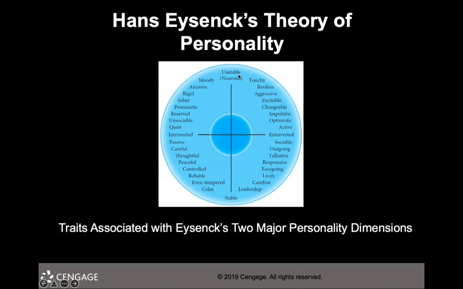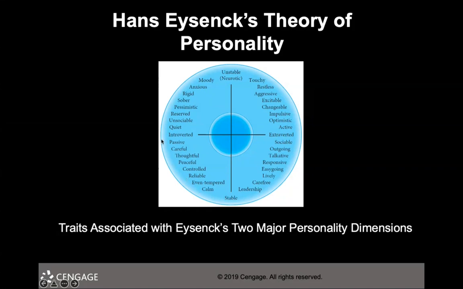And so as you see, we can find unstable and stable on the north and south side. We find introvert and extrovert on the east and west side of this figure. So introverted, extroverted, stable, unstable, and whatever falls within each of these four quadrants exemplifies the two together. Let's say someone who is stable and extroverted, they have these leadership qualities. They're carefree, lively, easygoing, responsive, talkative, outgoing, sociable. You could say these are traits that can easily define someone who is well put together, someone who is stable and also outgoing. Well put together is a good word to describe this quadrant.